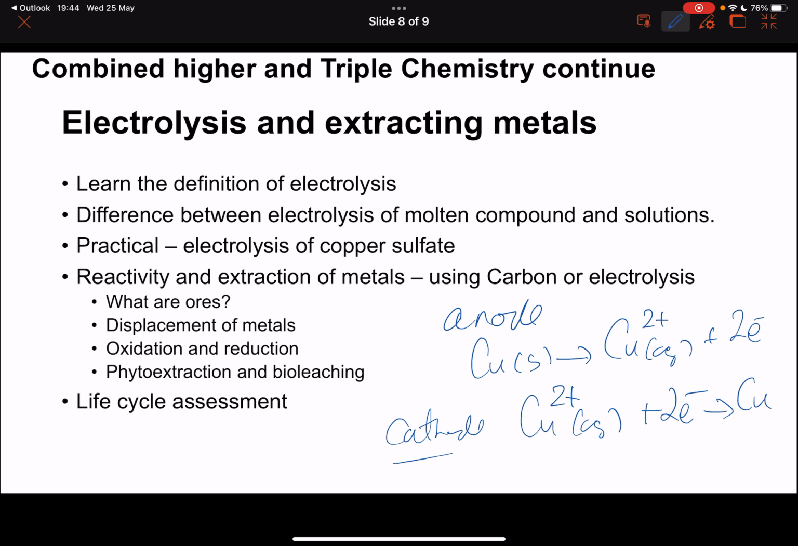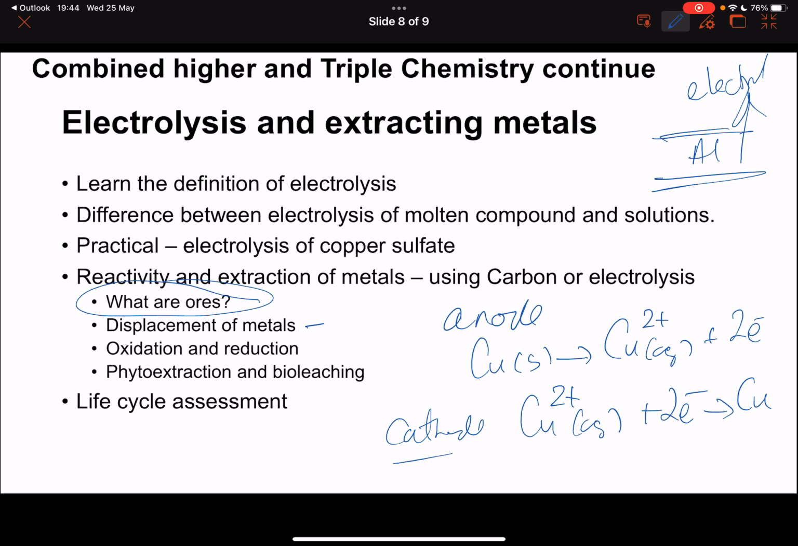All the metals which are above aluminium in the reactivity series are extracted using electrolysis. The metals below aluminium are extracted using carbon. Metals are extracted from their ores. Ores are compounds found in rocks from which it is economically viable for us to extract metal.